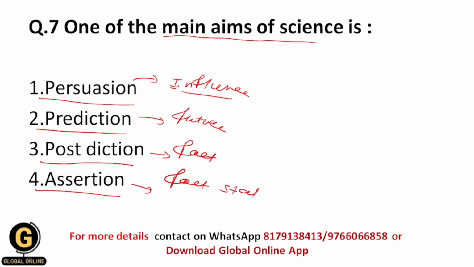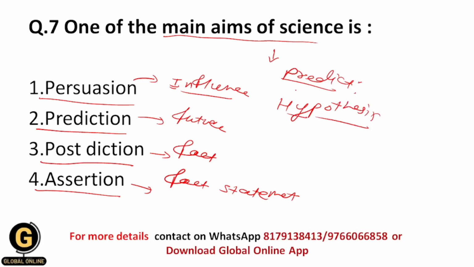And that's why, whenever we talk about the aim of science, in science we have to give a prediction about the results of our problem. What the exactly predicted result should be, we call that the hypothesis. So the main aim of science should be prediction. So the correct answer to this question is 2.